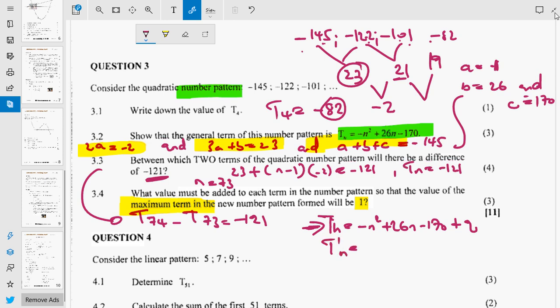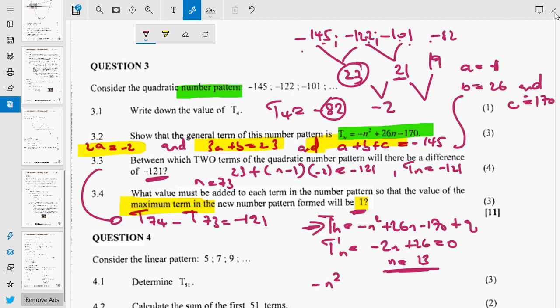So if I find the derivative and equate it to 0, I'm going to have minus 2n plus 26. Because I'm dealing with the maximum, if I take this derivative and equate it to 0, I'm going to find n to be equal to 13. So what does this mean? This means term number 13 will be the maximum term. Okay, so term number 13 will be the maximum term. Well, but they told you the maximum term. They told you it is equal to 1.